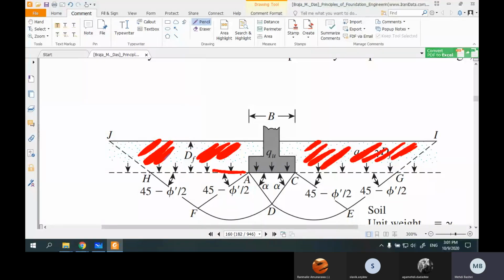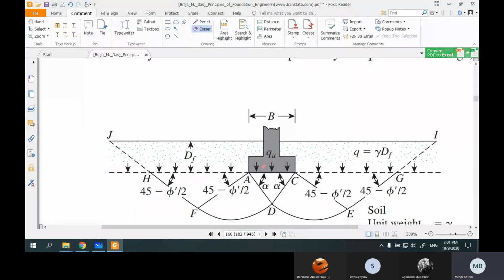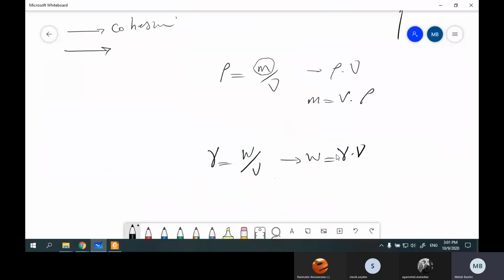And one of the terms or parameters that forms the capacity of this foundation is the soil here. So how can we find the amount of this soil? By following this equation. The weight is equal to V or volume dot gamma.